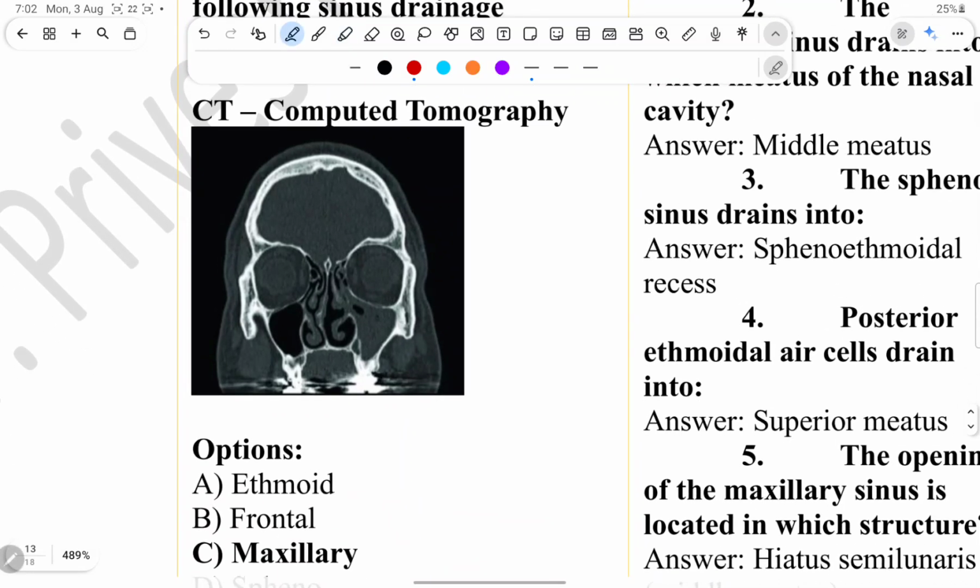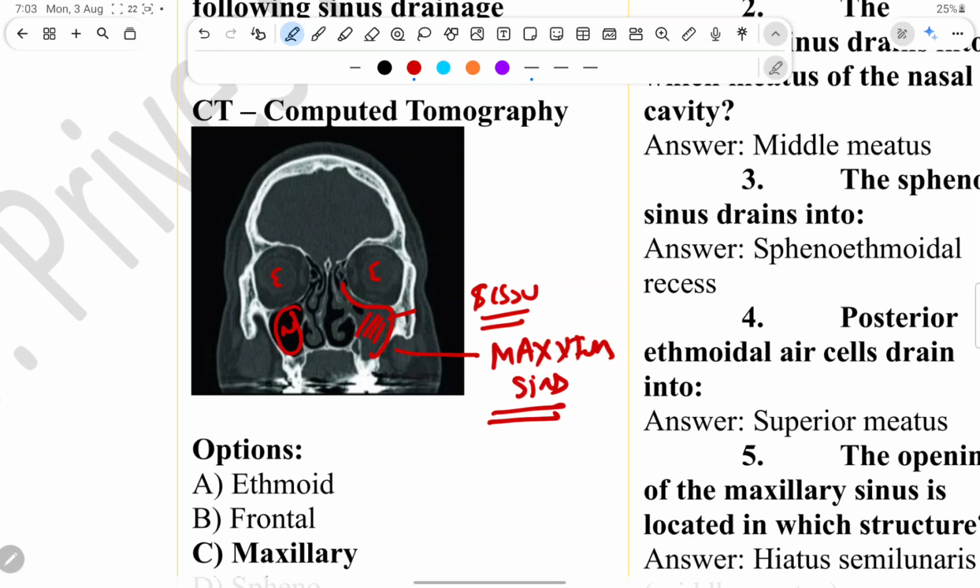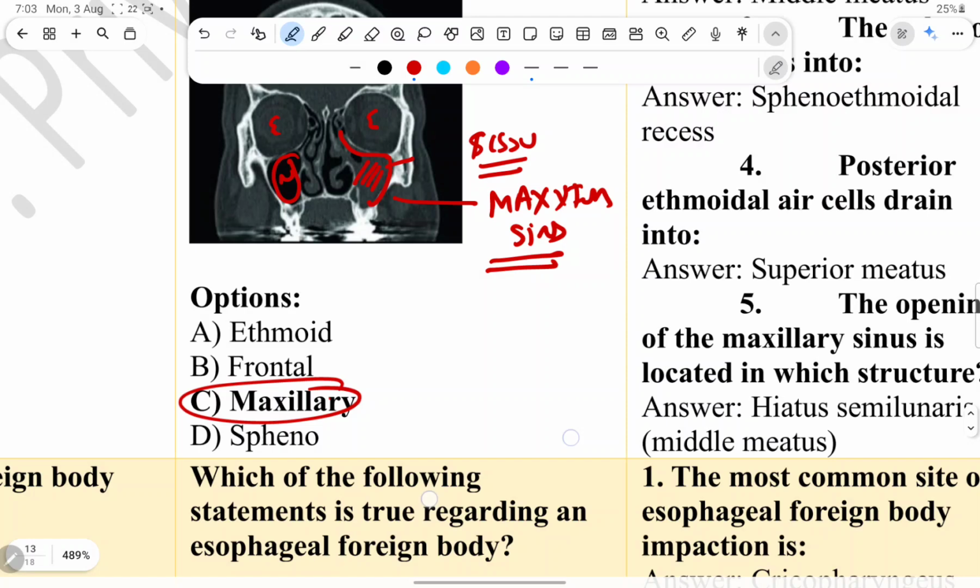Okay, so let's see it. These are the eyes. Okay, these are the nasal sinuses. It is patent here, but here soft tissue is present. So mainly the pathology is in the maxillary sinus. In which sinus? Maxillary sinus. So the answer will be the maxillary sinus.